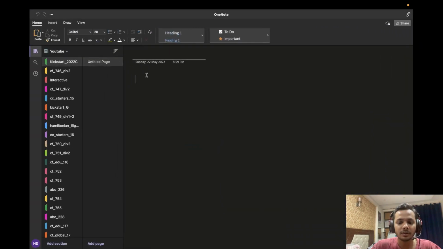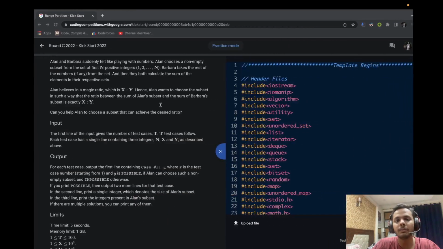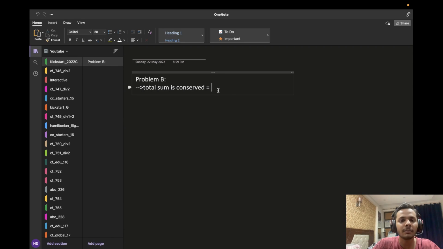So let's talk about some very simple observations here. One observation is that the total sum is conserved. The total sum of numbers of Alan and Barbara is going to be nothing but the sum of the first n natural numbers, which we all know is equal to n into n plus 1 upon 2. This is a very basic formula for the sum of the first n natural numbers. So this is the total sum of all the numbers that Alan and Barbara will have.